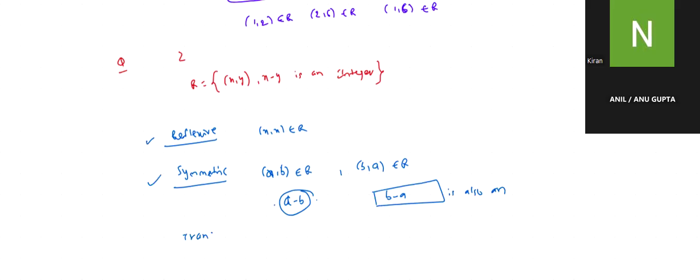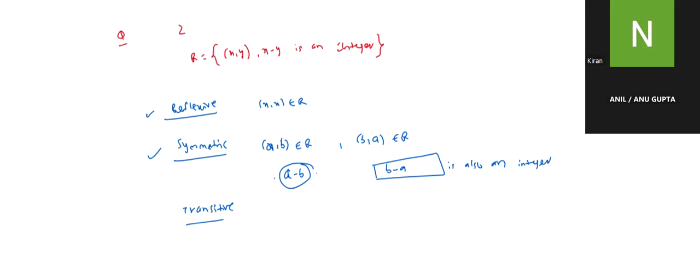Transitive, yes, because if (a, b) belongs to R, a minus b is an integer, and (b, c) belongs to R, that means b minus c is an integer. Then we can directly write that for (a, c), a minus c will also be an integer only. Because you are saying (a, c) belongs to R, right?